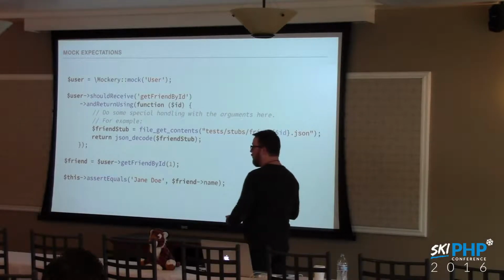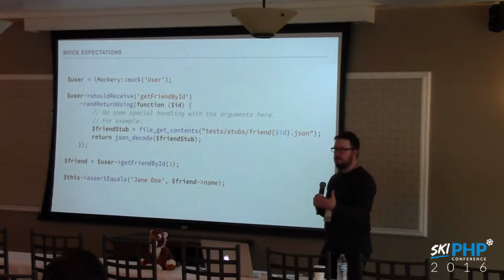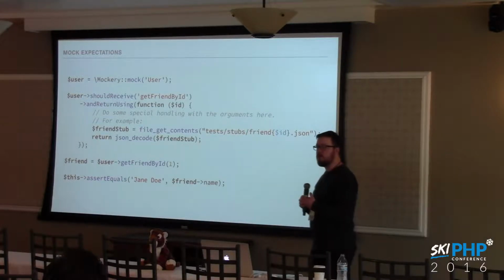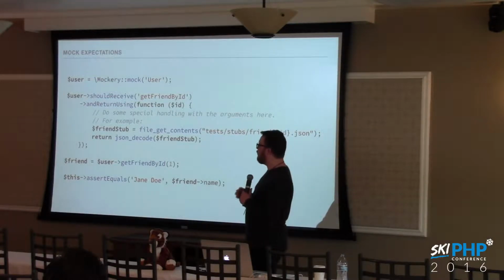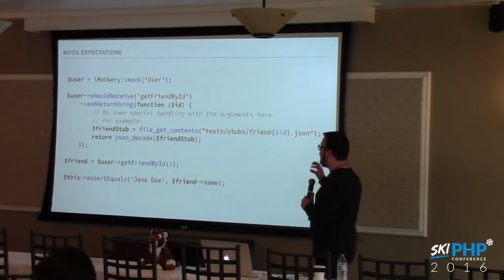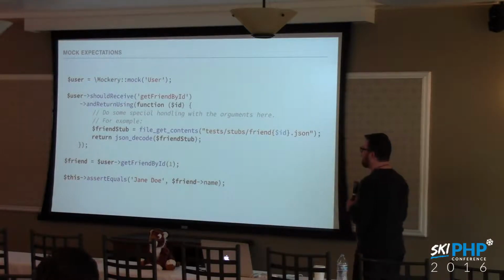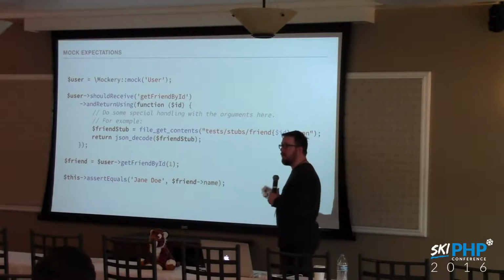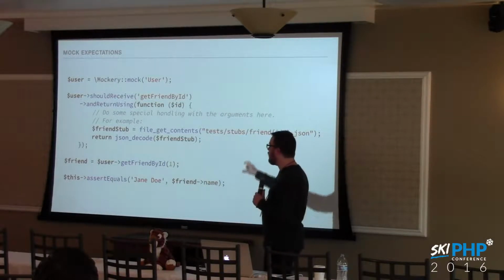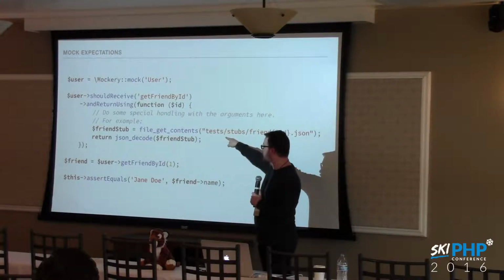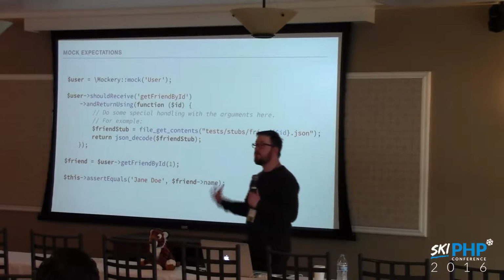What if, within your unit, you don't know exactly what parameters are going to be passed in, but you want to capture the arguments that are passed in and then do something with them? You can use a closure and andReturnUsing. In this case, I'm creating a user mock that has a method on it called getFriendById. When you call the getFriendById mocked method, it's going to run this closure. It's going to pass any value you've given into the closure, so here we have $id, and then it's going to do something special with that.